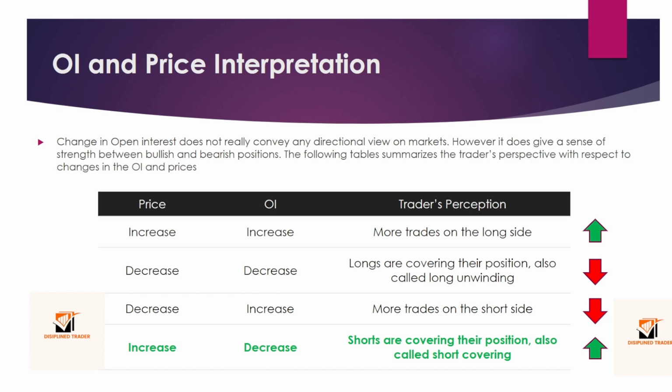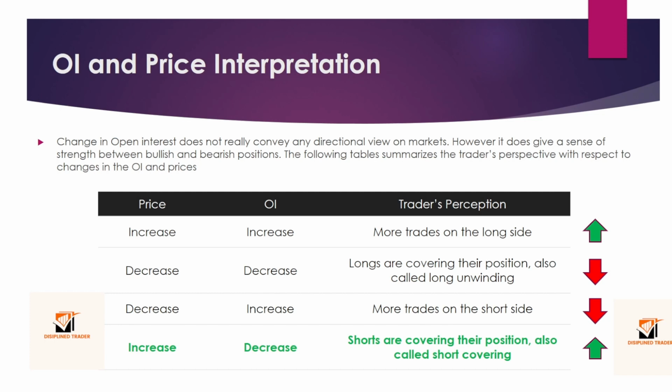Likewise, when the price is decreasing along with the OI increasing, it means it is moving downside and OI is showing strength, meaning there are more writers coming onto the option. So it indicates that the price will sink further. So it indicates bearishness.